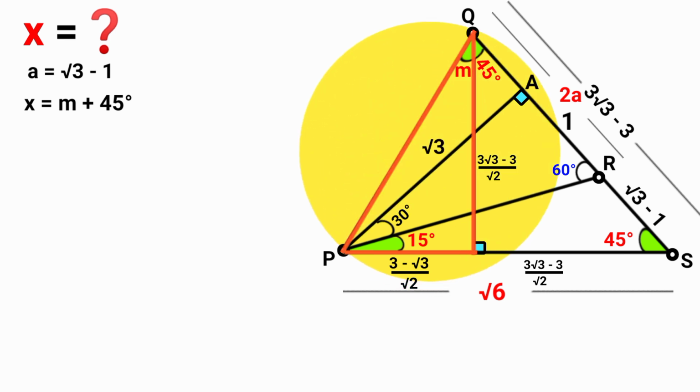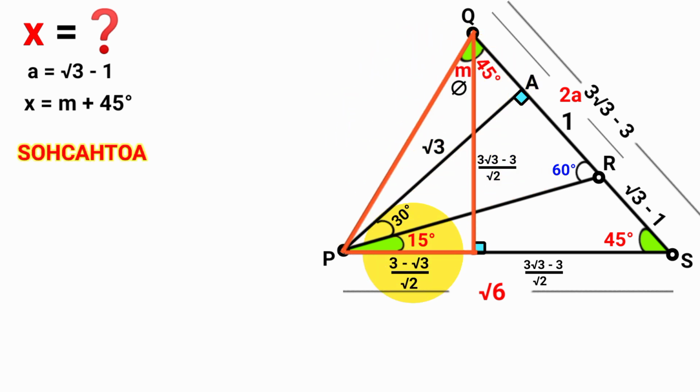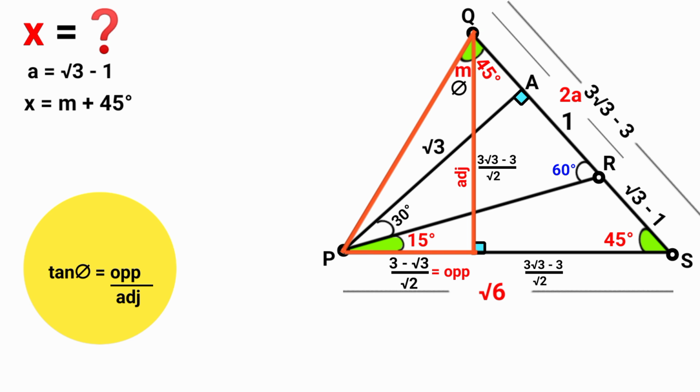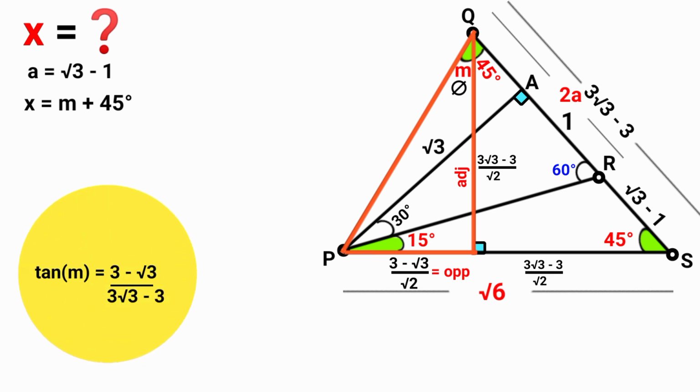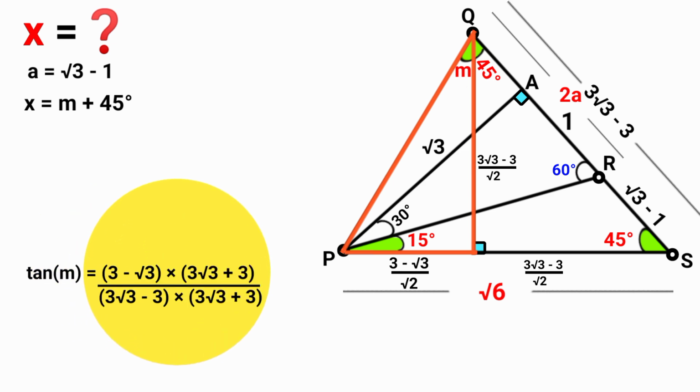Now look at this triangle. It is also a right angle triangle. We use SOHCAHTOA. Taking this angle as theta, this is the opposite and this is the adjacent. Here tan theta equal to opposite over adjacent. Theta is M. Adjacent is 3 root 3 minus 3 all over root 2. And opposite is 3 minus root 3 all over root 2. This root 2 cancels this root 2. So tan M equal to 3 minus root 3 all over 3 root 3 minus 3. Multiply by 3 root 3 plus 3 all over 3 root 3 plus 3.